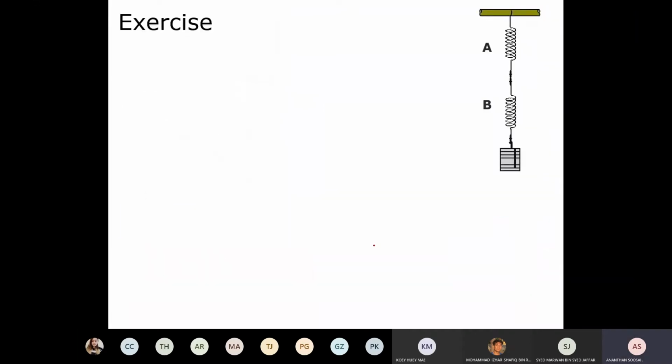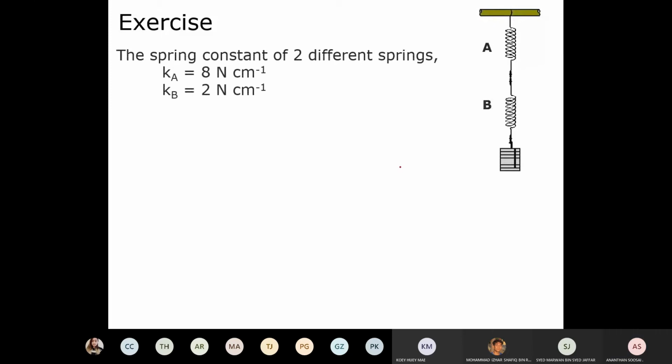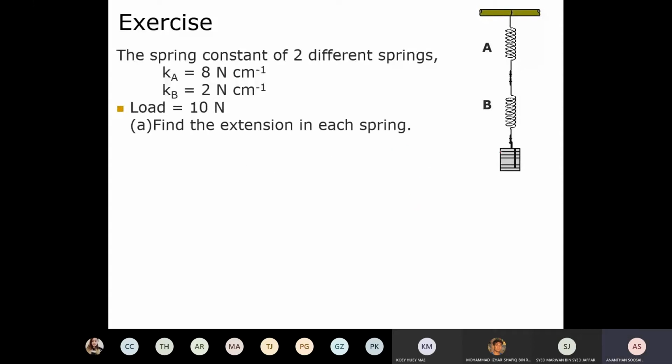Okay, one exercise for you. You have two different springs, A and B. A has a spring constant of 8, B has a spring constant of 2. The question is, a load of 10 Newton is applied at the bottom. Find the extension in each spring. How much will the extension of each spring be? So the load is how much? The load is 10 Newton.